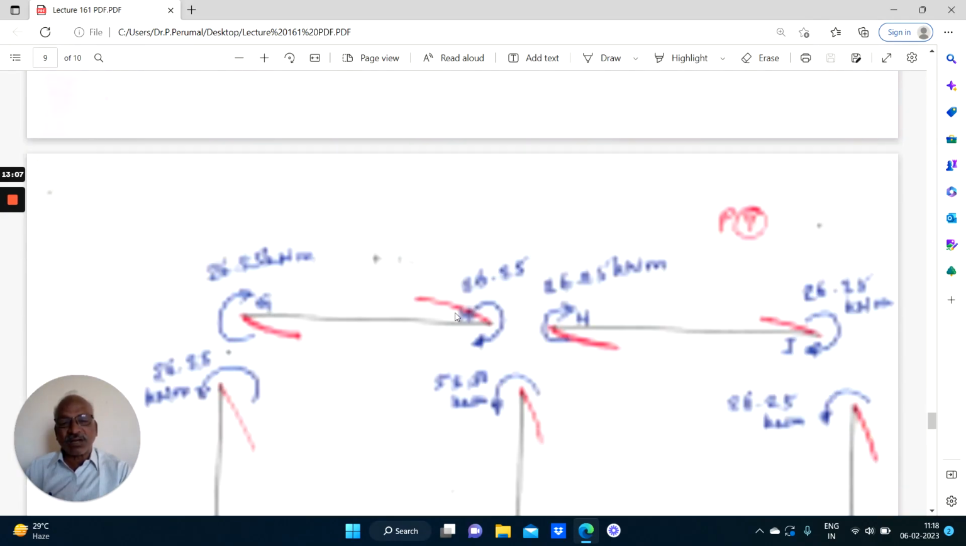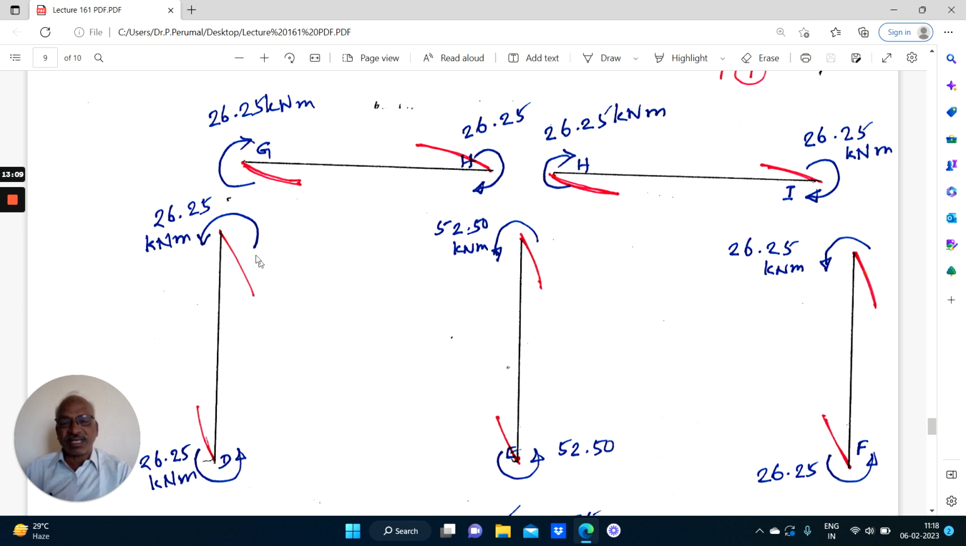Right. Now coming to this, same. Now this is beam GH. We know that at this joint G, when there is an anti-clockwise moment of 26.25, for equilibrium of this joint, 26.25 must be clockwise. So these two will make sigma M equals 0 at the point G. Similarly here, when this is anti-clockwise 26.25, this is clockwise 26.25 to make sigma M equals 0 at the point I.